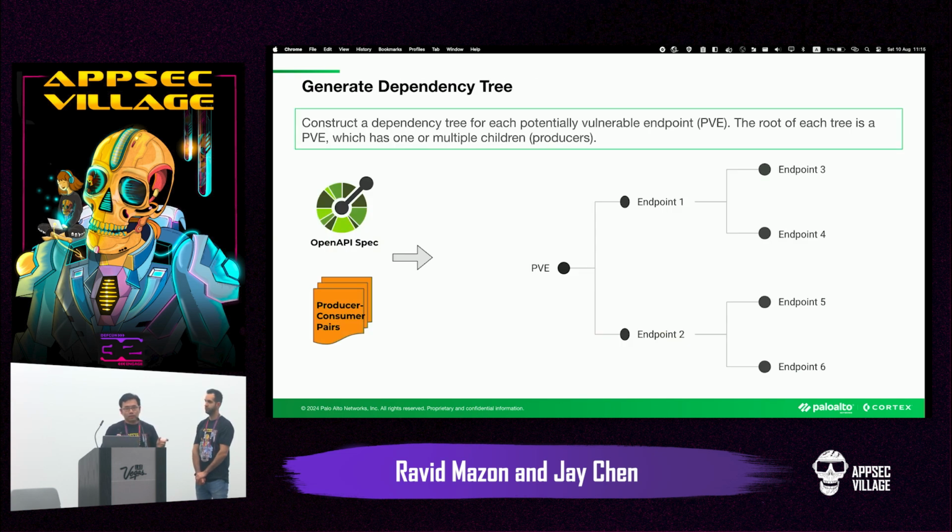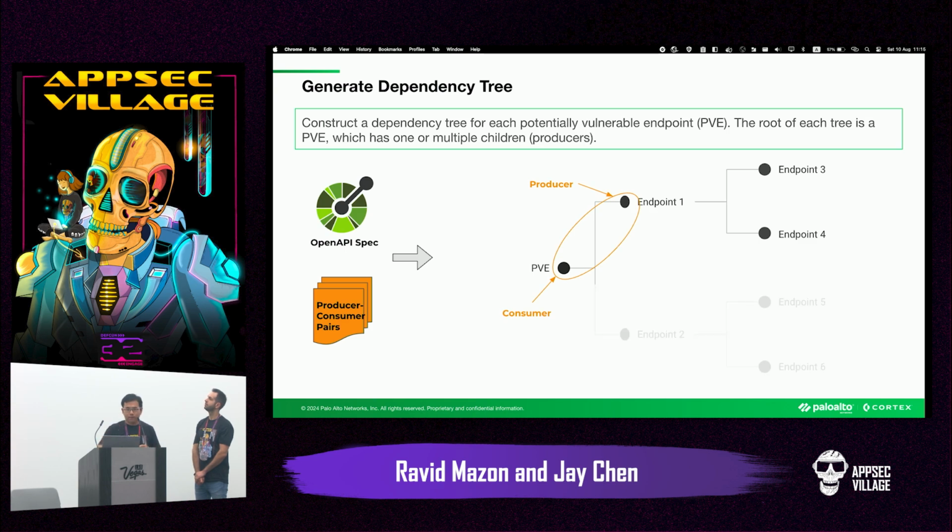Using the dependency relationships uncovered in the previous stage, this stage builds up a dependency tree for each potentially vulnerable endpoint. In this dependency tree, the root node represents one of our target endpoints, or PVE. And any two directly connected nodes in a tree represent a consumer and producer relationship, in which the parent node is the consumer and the child node is the producer.